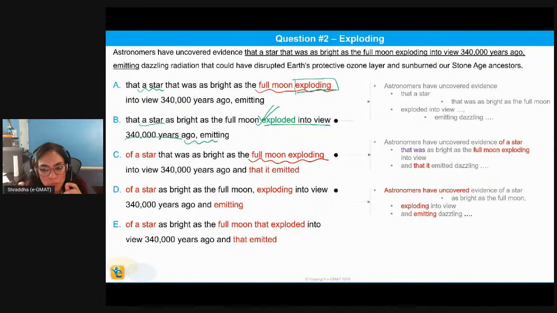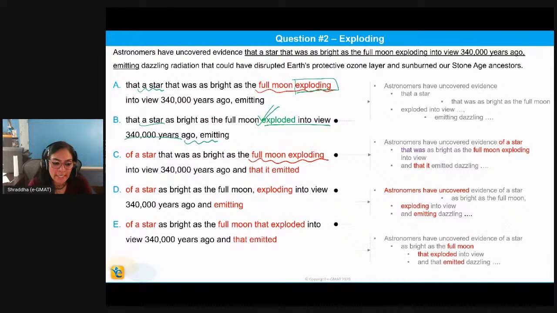So what do we say? A comma plus verb-ing modifies the preceding clause, right? Now, in this case, what is the preceding clause? "Astronomers have uncovered evidence of a star." Because there is no verb for a star, because it has not been used as a subject, exploding and emitting end up illogically modifying the preceding clause, astronomers have uncovered, as if astronomers have uncovered certain evidence, and as a result, they have exploded into view and they have emitted dazzling radiation. Definitely, totally, absolutely illogical, and hence choice D is incorrect.